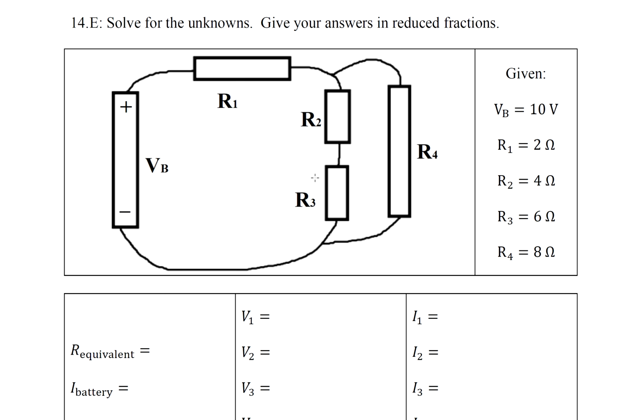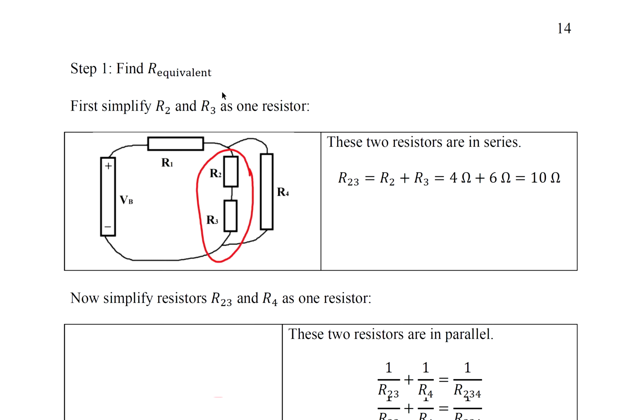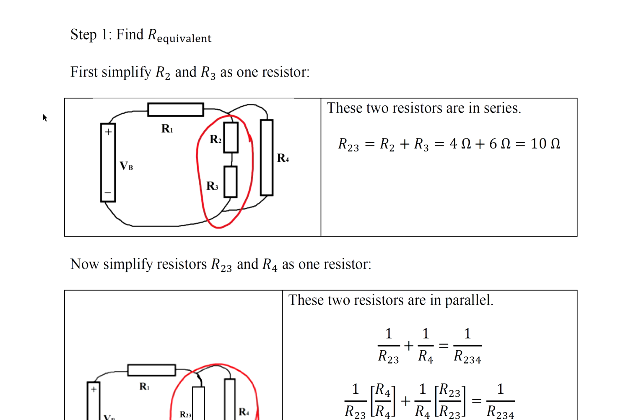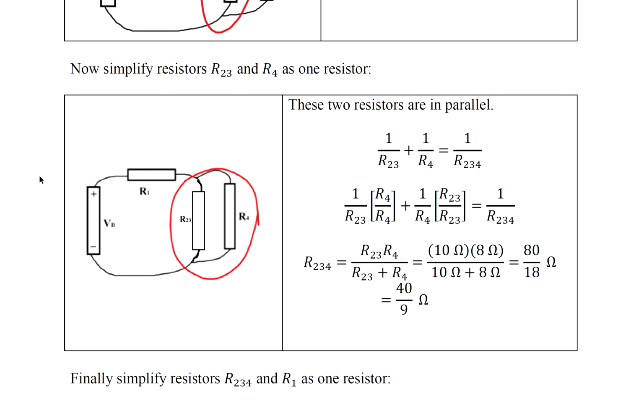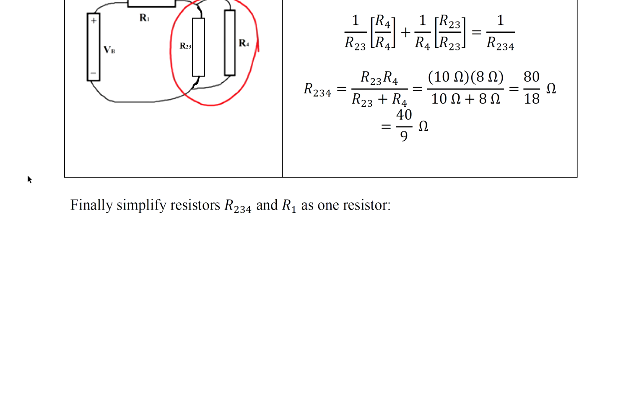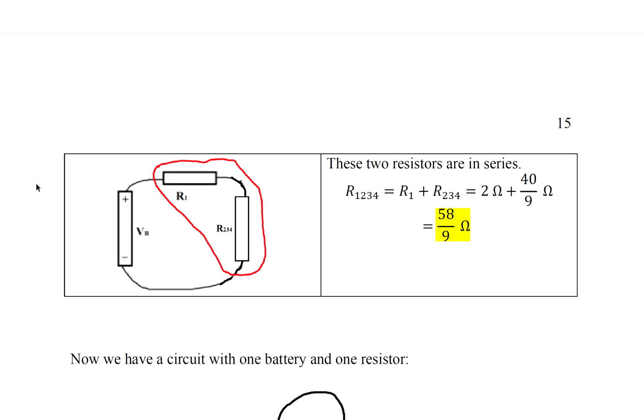Then R23 is in parallel with R4, so then we could simplify that. And then when we simplify R2, 3, 4 into 1 resistor, then we could simplify it with resistor 1, because that's in series. So let's see what I'm talking about. So step 1, find R equivalent for R2 and R3, which is 10 ohms. Step 2, simplify R2, 3 and R4. They're parallel with each other. And then finally simplify resistors R2, 3, 4 and R1, which is this.